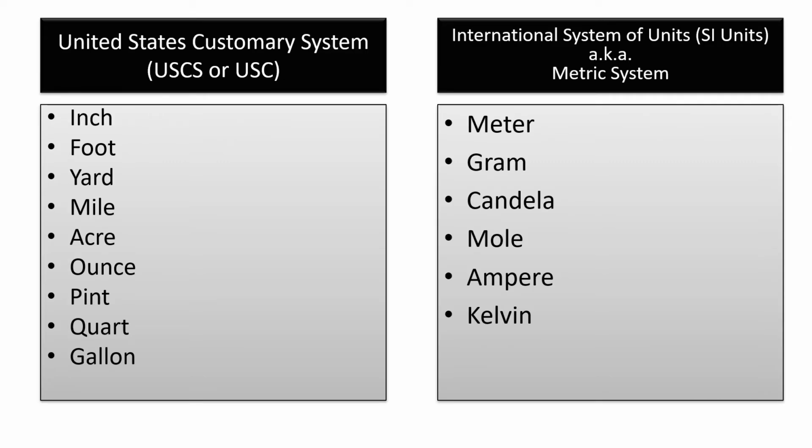So when converting between units, it's helpful to get an idea of what the units look like. We have the United States customary system with all the familiar players: inches, foot, yard, mile, acre, ounce, pint, quart, gallon. Which are fine, I guess, but I personally like the International System of Units better, or the SI units, aka the metric system, whose base units are the meter, gram, candela, mole, amp, and the Kelvin.